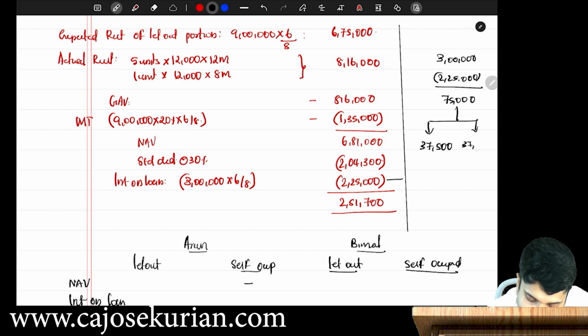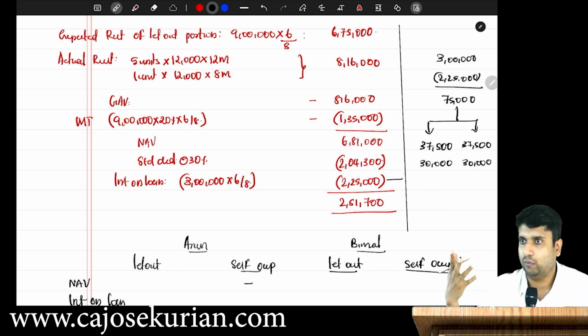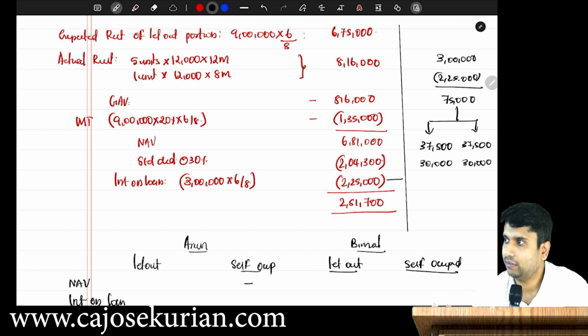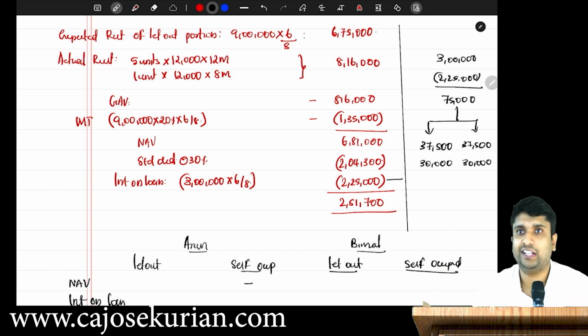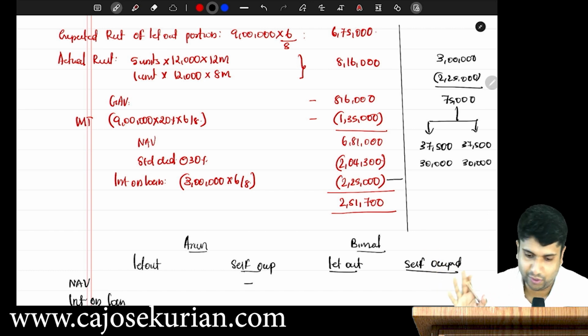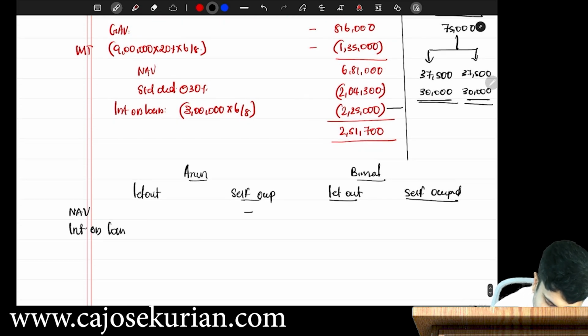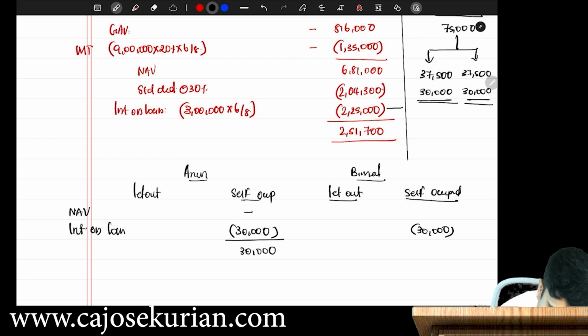How much is 75 divided by 2? 37,500 between Arun and Bimal, but you only will get how much? 30,000. Why 30,000? Because the construction of the property began in 98-99. You require a loan at the time of construction only. After 10 or 15 years of construction, will I take a loan for the property? No. So we need to restrict it to 30-30 each. So interest on loan here will be 30, and in the other case also 30. Now this will be loss 30, and the other is income that we have already computed.